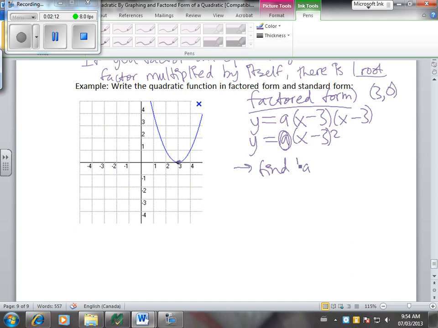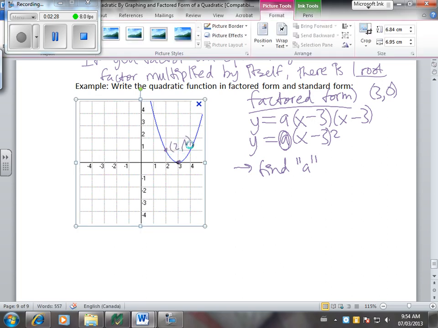Now, normally we would choose our y-intercept, but you can see that we can't see our y-intercept on this graph. So then we can choose any point whose coordinates are clear. So here you have 2, 1, and the other one I see that's really clear is up here, 1, 4. Any point that passes exactly through an intersection of coordinates is fine. So I'm going to use 2, 1.